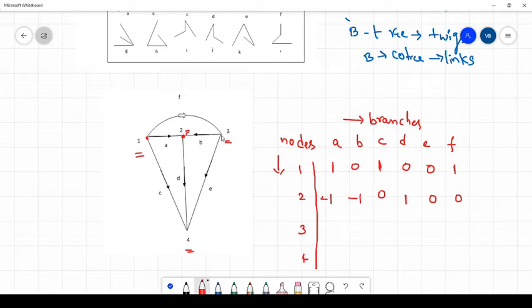After that you observe 3. The third node is here, node 3. How many branches? Again 3 branches are connected: F, B as well as E here. So the not connected branches are A, C as well as D. So first I am writing zeros there for A, C as well as D.